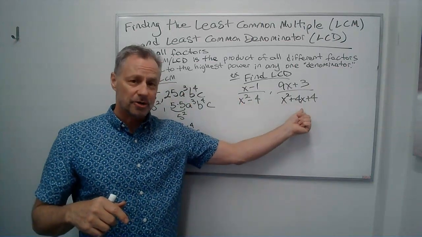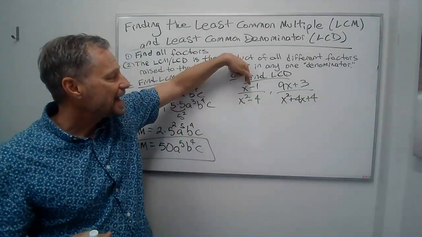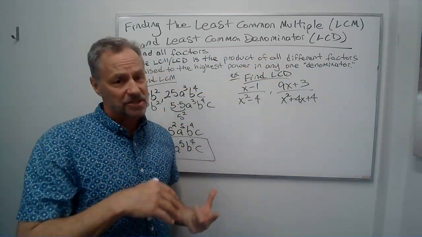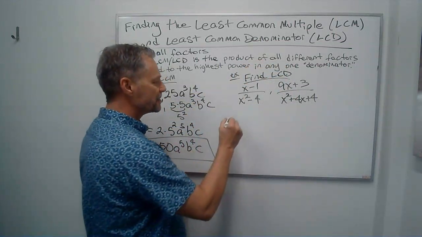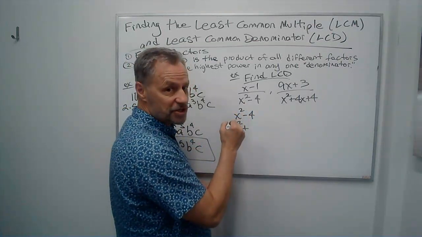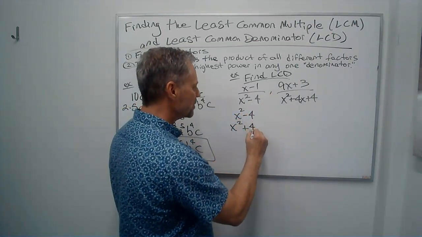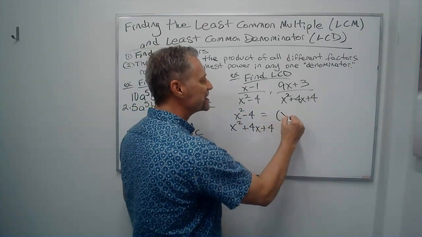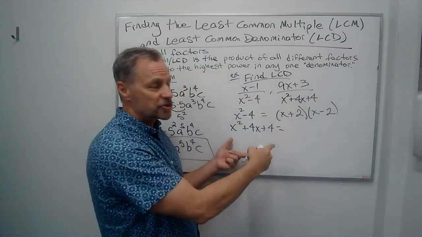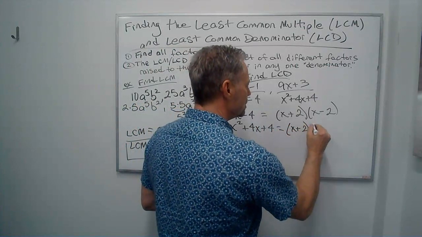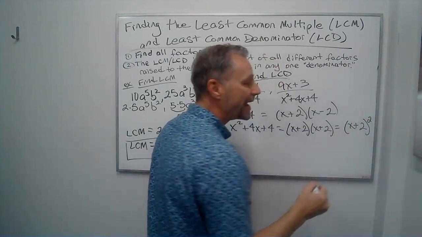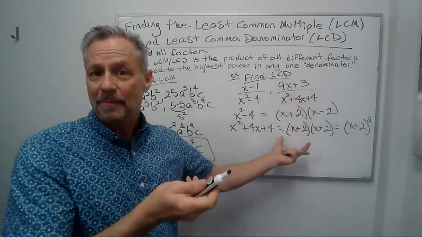This time I've got terms on the bottom, so I'm going to have to factor. I have numerators. I don't care about the numerator at all as far as finding the least common denominator goes. So I'm just looking at these denominators. So I'm looking at my x minus 4 and my x squared minus 4, and my x squared plus 4x plus 4. I'm going to factor each of those. This one's x plus 2, x minus 2. This one's x plus 2 times x plus 2. I'm going to rewrite that as x plus 2 squared, although I don't have to. But it's easier that way to see what the power is, obviously.